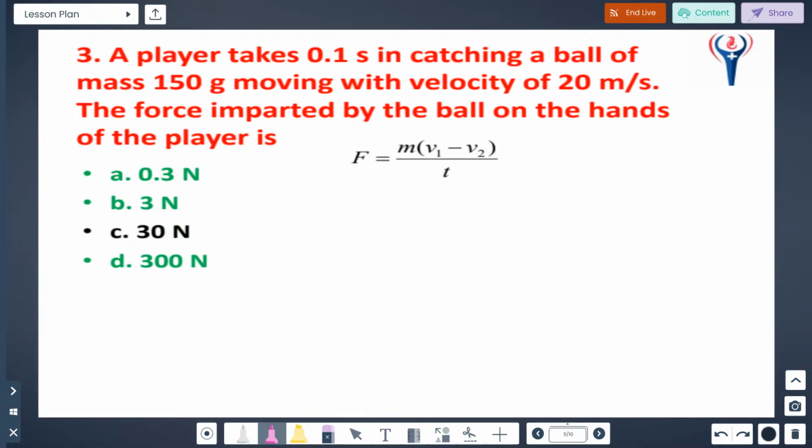A player takes 0.1 second in catching a ball of mass 150 gram moving with velocity of 20 meter per second. The force imparted by the ball on the hands of the player is, that is from Newton's second law only. Force acting is nothing but rate of change of momentum, F equal to m into V1 minus V2, and V1 is 20 and V2 is 0.